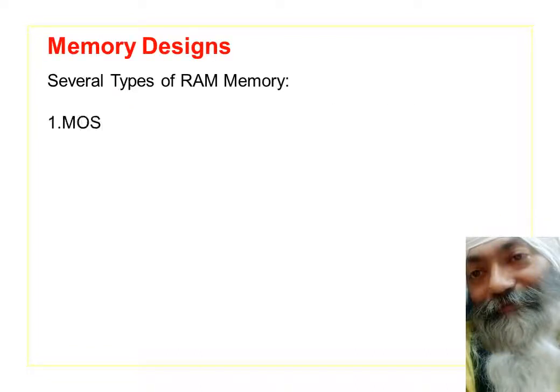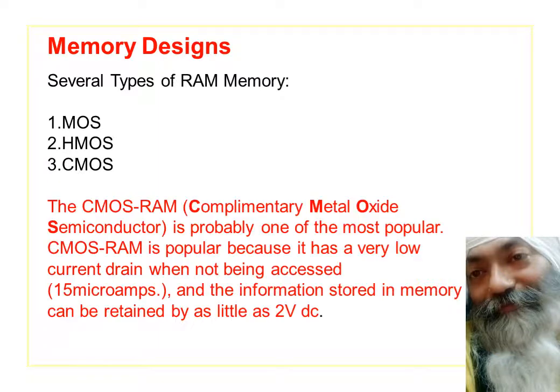Friends, there are several types of RAM memories: MOS, HMOS, CMOS. But the CMOS is most popular of all. It is because it has low current drain, and the memory can be stored with voltage as little as only 2 volt DC. That makes it so popular.